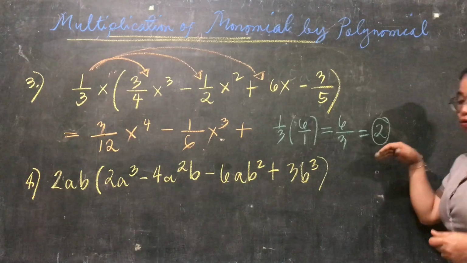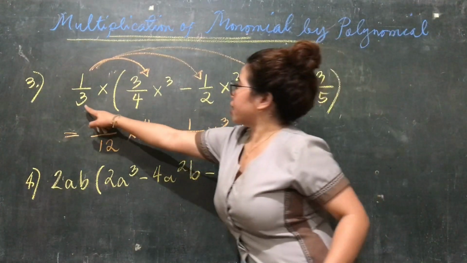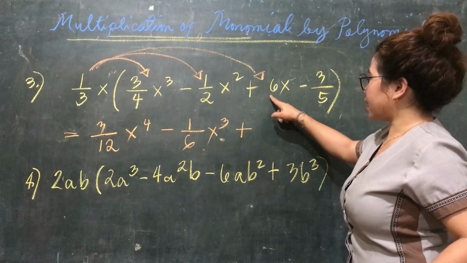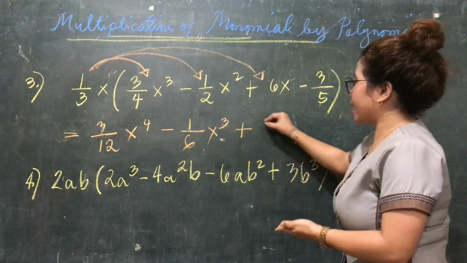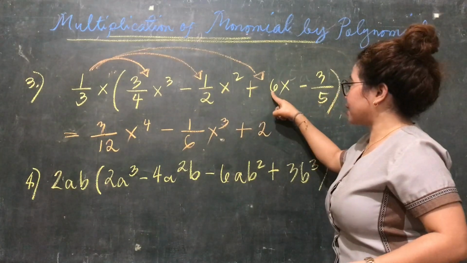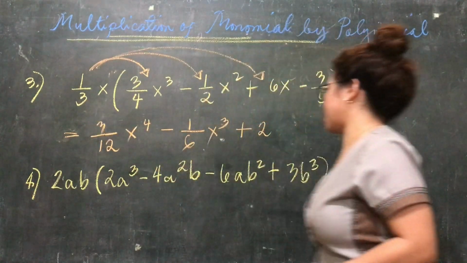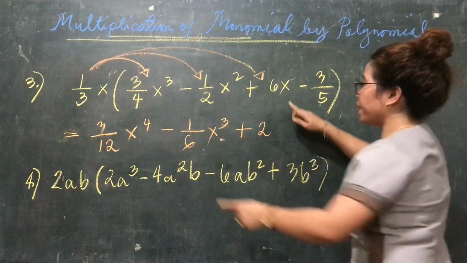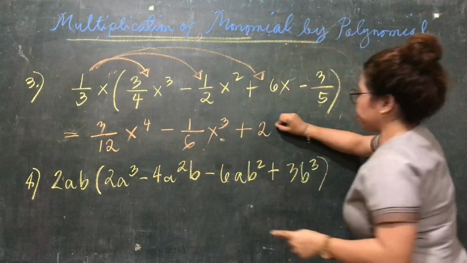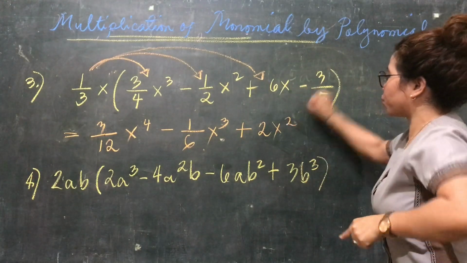So, the 1/3 times 6, the answer is 2. That is 1 times 6, you have 6. The 6, divided by 3, the answer is 2. Copy the x. Copy. Then the 1 there, 1 plus 1, you have 2.